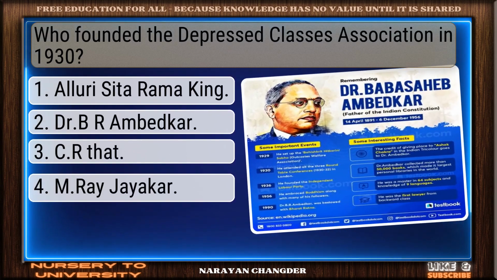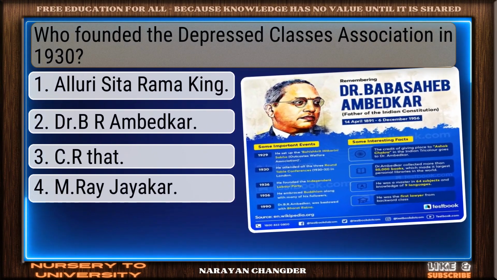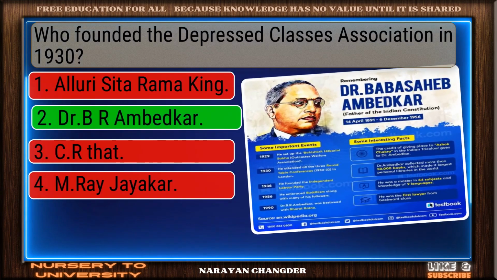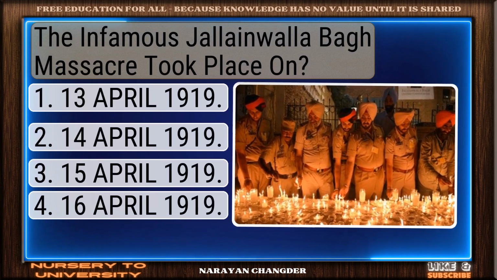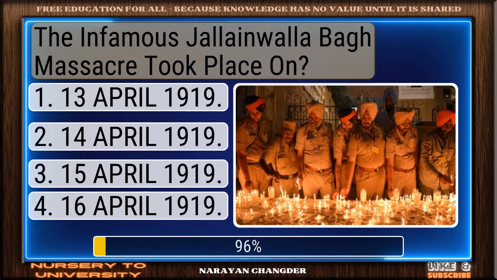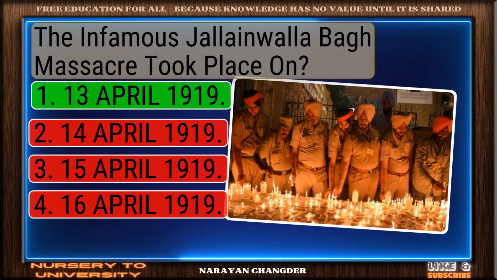Who founded the Depressed Classes Association in 1930? Perfect. Dr. B. Ambedkar is the one. The infamous Jallianwala Bagh massacre took place on... 13 April 1919 is solid.